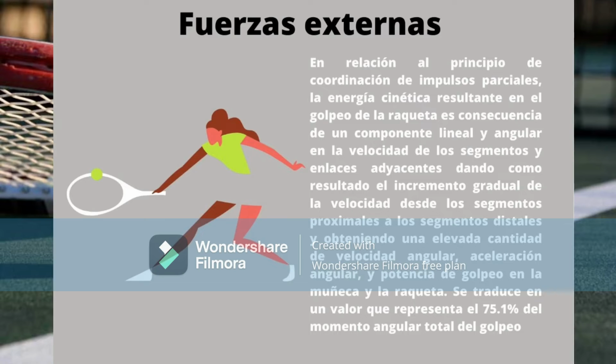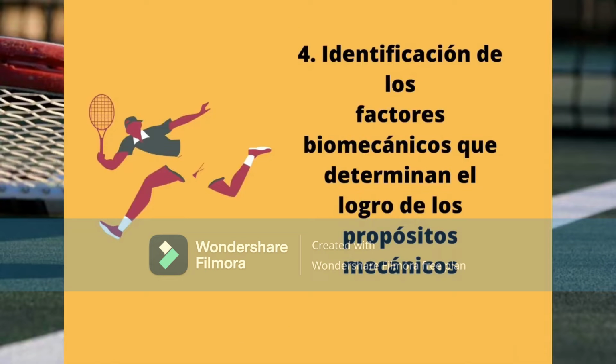External forces. Concerning the principle of coordination of partial impulses, the resulting kinetic energy in the head of the racket is a consequence of a linear and angular component in the velocity of the adjacent segment and link, resulting in the gradual increase in velocity from the proximal to the distal segments and obtaining a high amount of angular velocity, angular acceleration, and hitting power at the wrist and racket. It translates into a value that represents 75% of the total angular momentum of the hit.